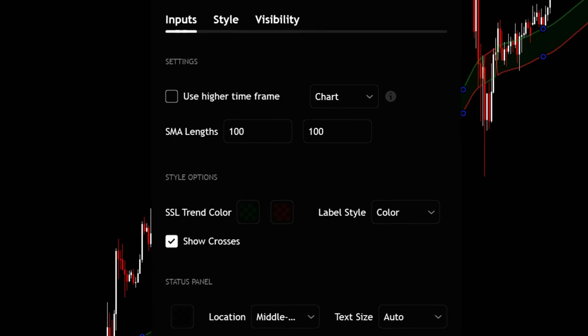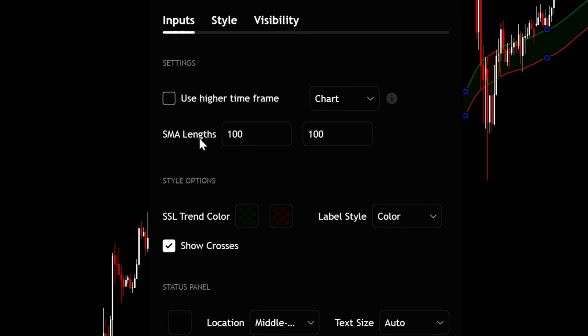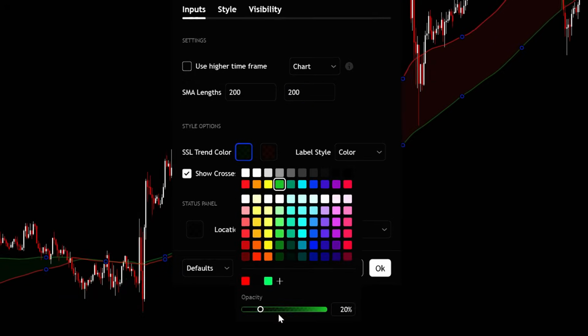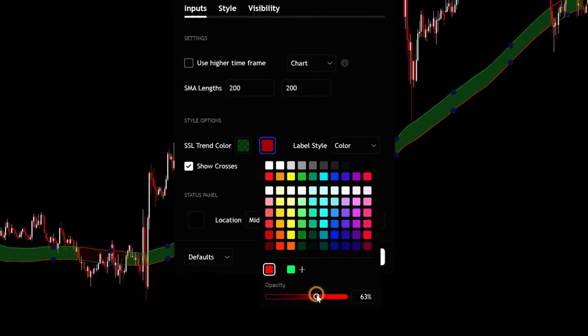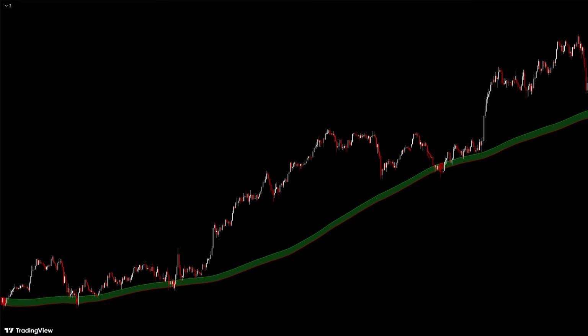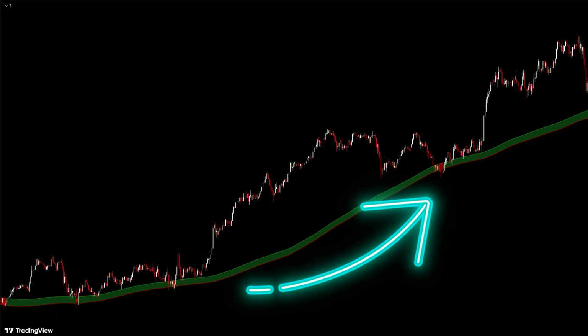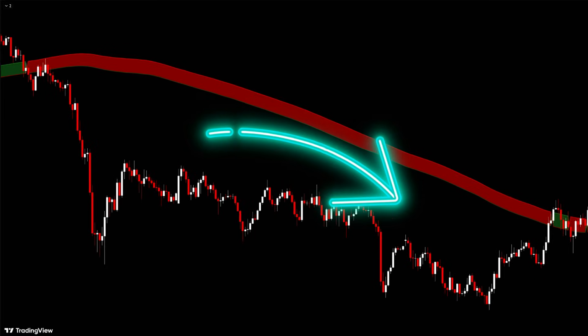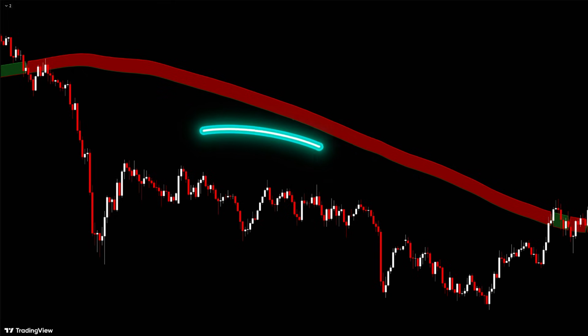Then go into the Inputs tab and set the SMA length to 200. That one change completely transforms how this indicator behaves. It stops being a signal generator and becomes a clean, objective trend identification filter. Now the chart becomes very simple. When price is above the green ribbon, the market is in an uptrend. And when price is below the red ribbon, the market is in a downtrend. No bias, no debate. And this is critical because every decision you make next depends on this filter.